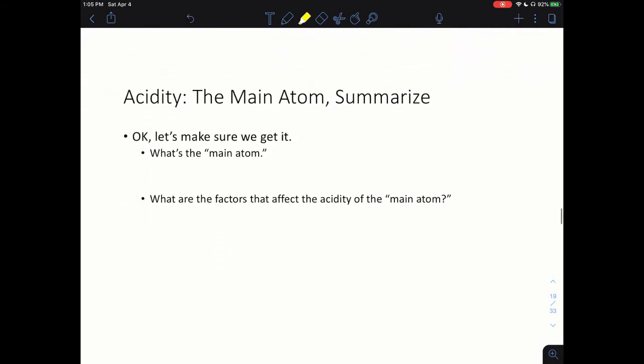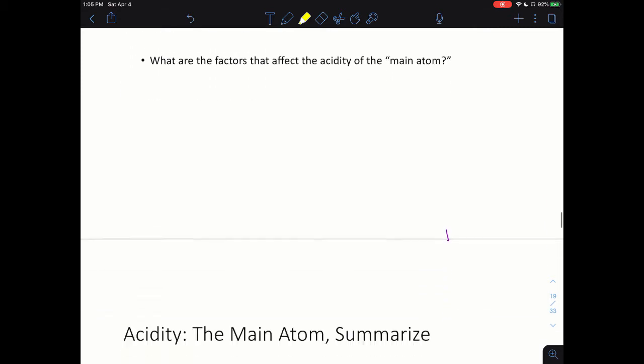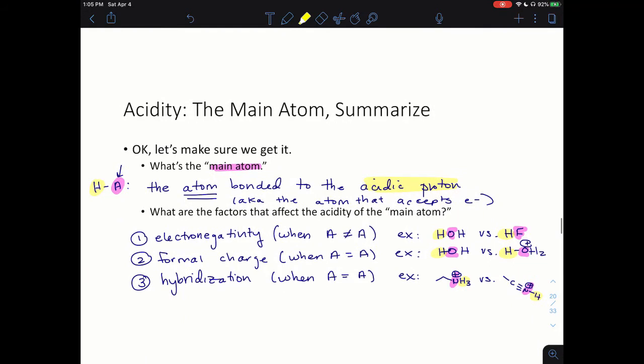Let's make sure we understand what we've been discussing for the past 10 or 15 minutes. So pause and please answer these reflection questions. Let's take a look at my answers and compare them to what you have. So the main atom is the atom bonded to the acidic proton. In other words, that is the atom that accepts the electrons in this bond. And the stability of those electrons is one of the major factors that determines the acidity of the acid.